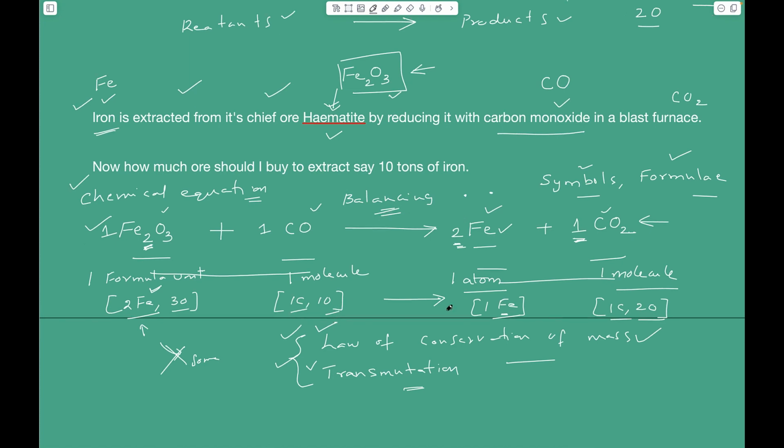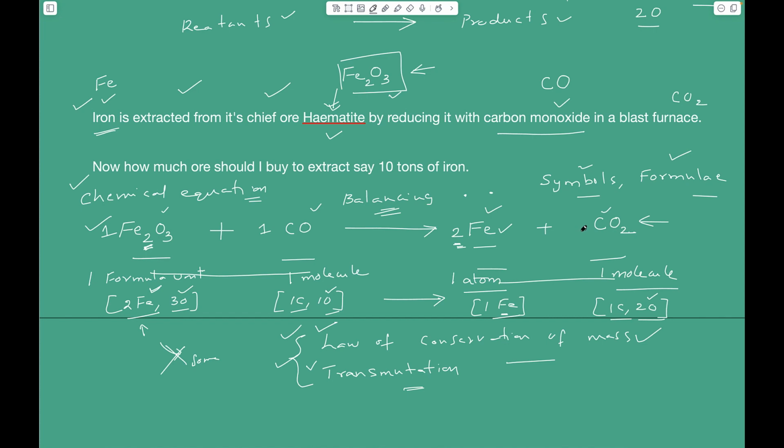Now what about carbon atoms? There is only one carbon atom on each side, so we are good. What about oxygen atoms? On the reactant side we have a total of 4 oxygen atoms, but here we have only 2 oxygen atoms. So can I change this subscript to 4 and call it CO4? No, there is no compound with this formula. So you cannot change the subscript. Only you can change the coefficient.